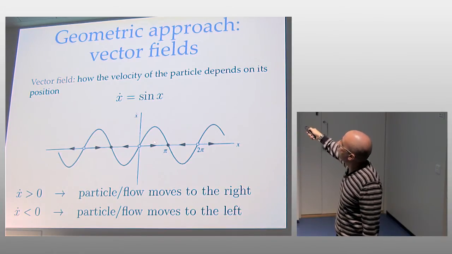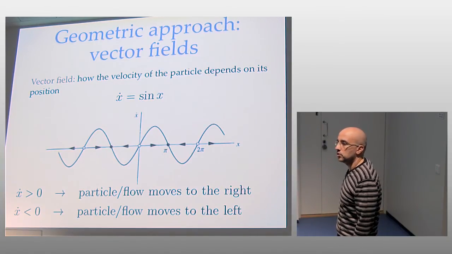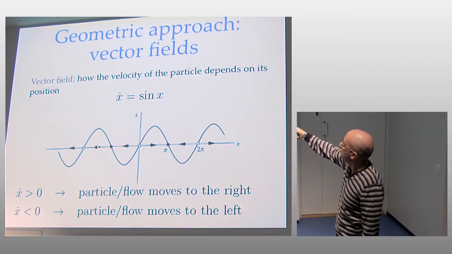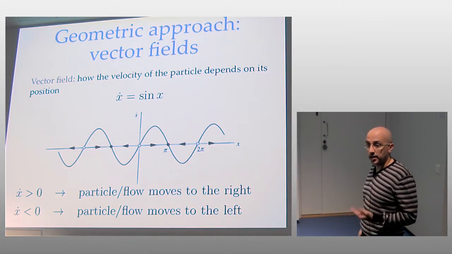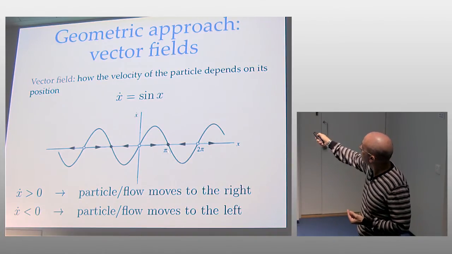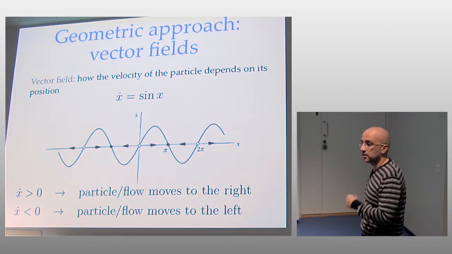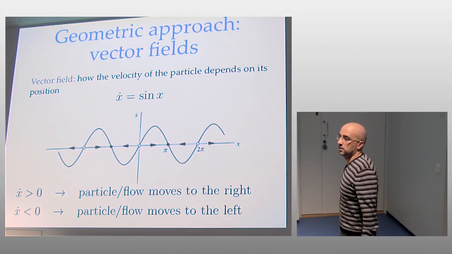If the sine is positive, like here, here, and here, the velocity is positive. So the point is moving to the right. Right? This is why you see these arrows here point to the right. If the point is anywhere here, then it moves to the right. On the other hand, if the point is anywhere in these areas where the velocity is negative, because the sine is negative, then the motion points to the left. Okay?